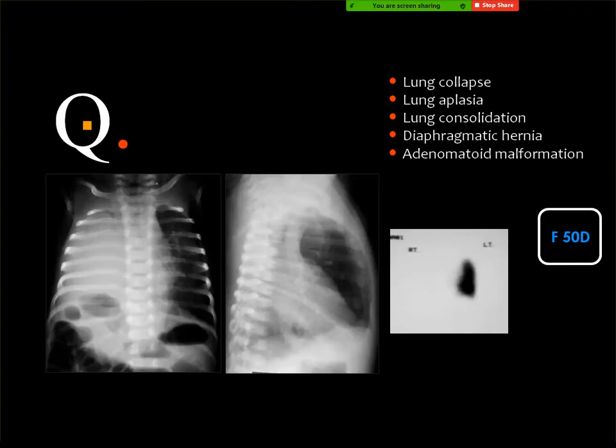Diaphragmatic hernia? Lung aplasia. Yes, and this is lung aplasia because of this. This is a perfusion scan, and you see a solitary lung. The right lung is not present, and the heart and the mediastinum are displaced to the side of the lung, and this is diagnostic of aplasia.